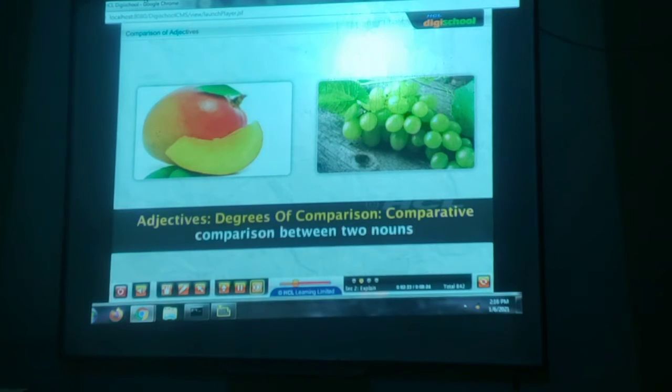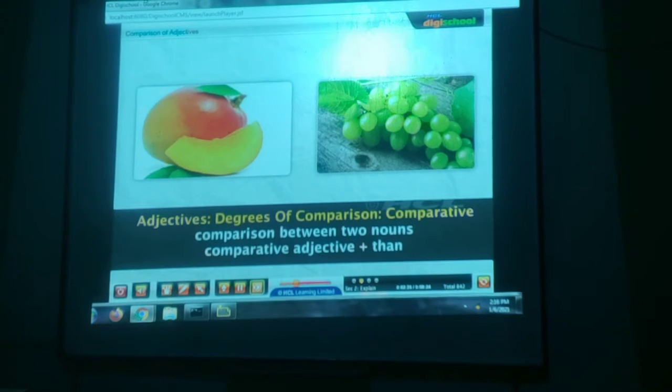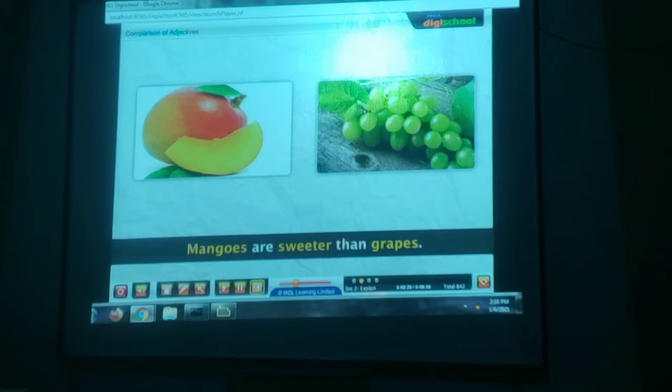Now let's understand the comparative degree of adjectives. In the sentence, mangoes are sweeter than grapes, two nouns are being compared, mangoes and grapes. In this sentence, the adjective sweet is in its comparative form, sweeter, and is followed by the word than to show there is a comparison. In other words, the comparative degree of an adjective compares the same quality of two nouns. Sentences with comparative adjectives usually also have the word than after the comparative adjective to show the comparison.